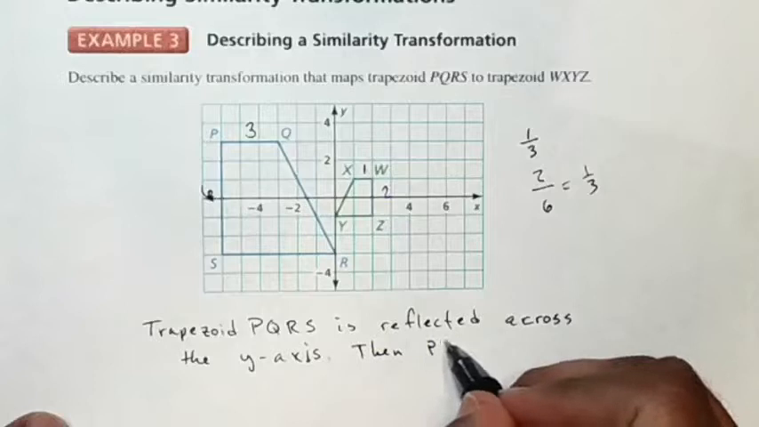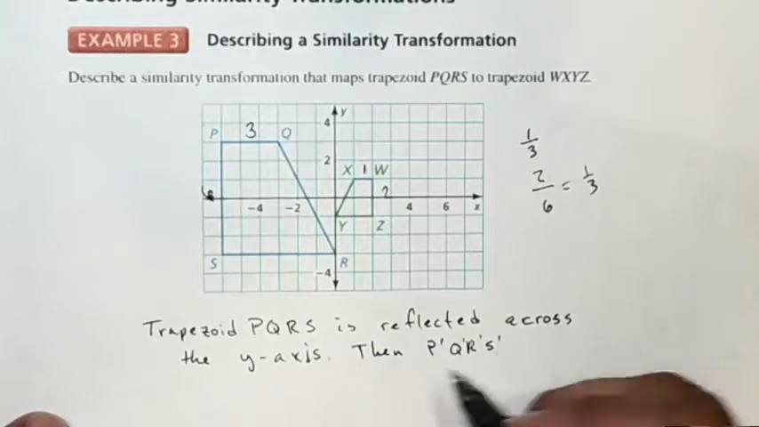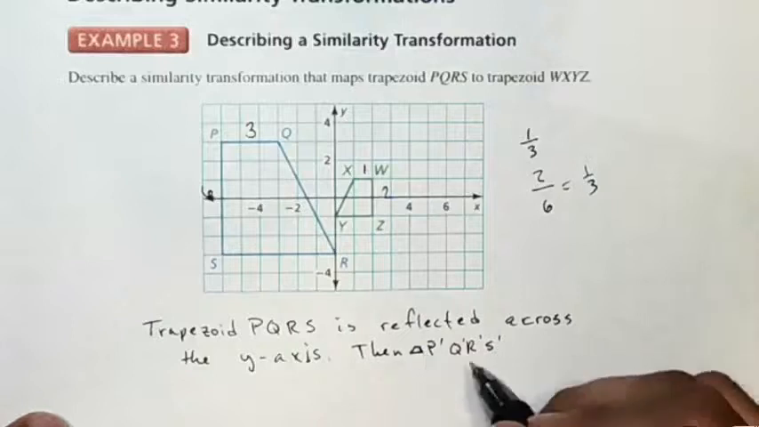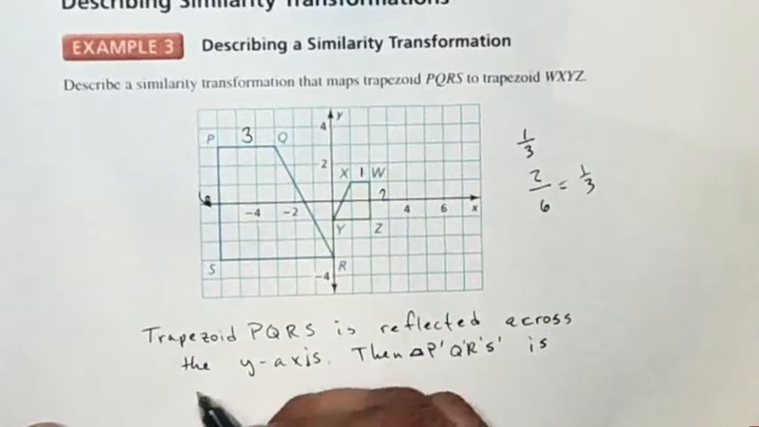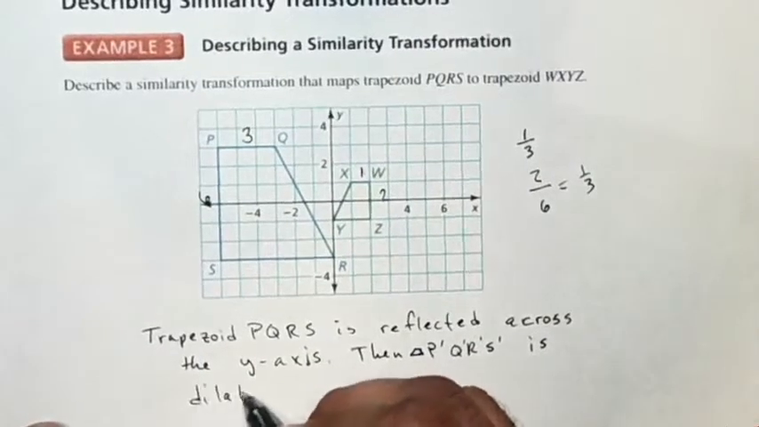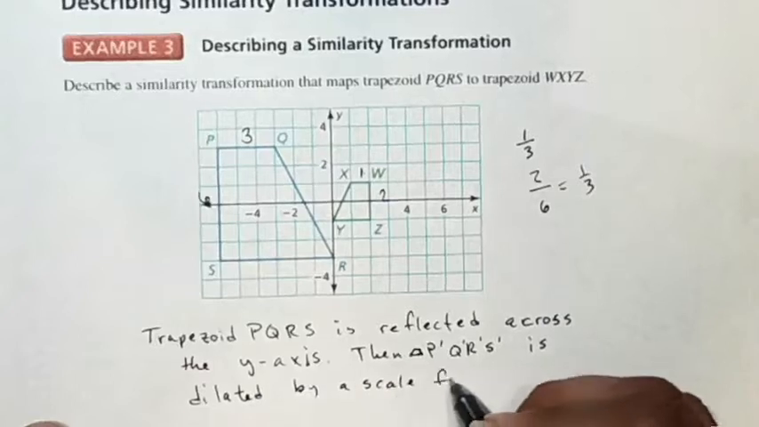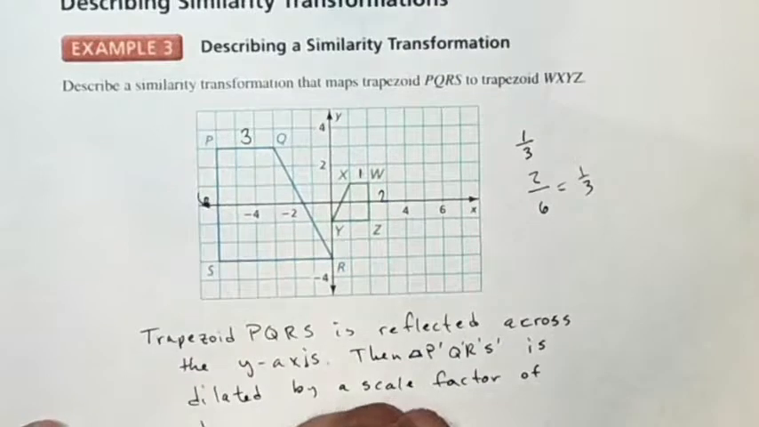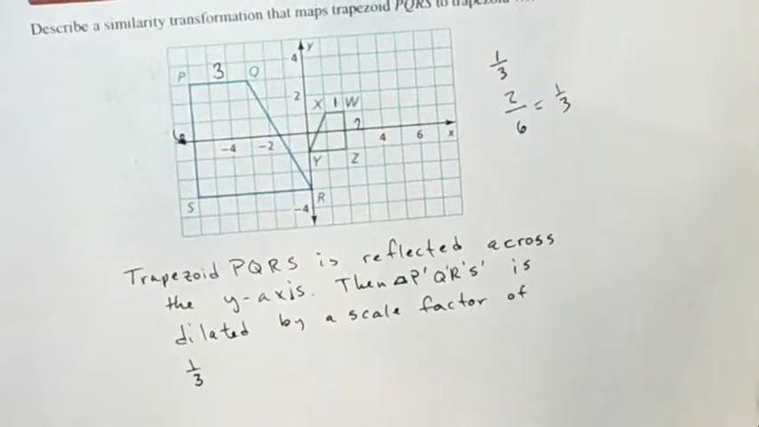then we'd say P prime, Q prime, R prime, S prime. Got to say this is trapezoid. Trapezoid PQRS prime is dilated by a scale factor of 1/3. Alright, and then we want to make sure that the center of dilation is the origin.